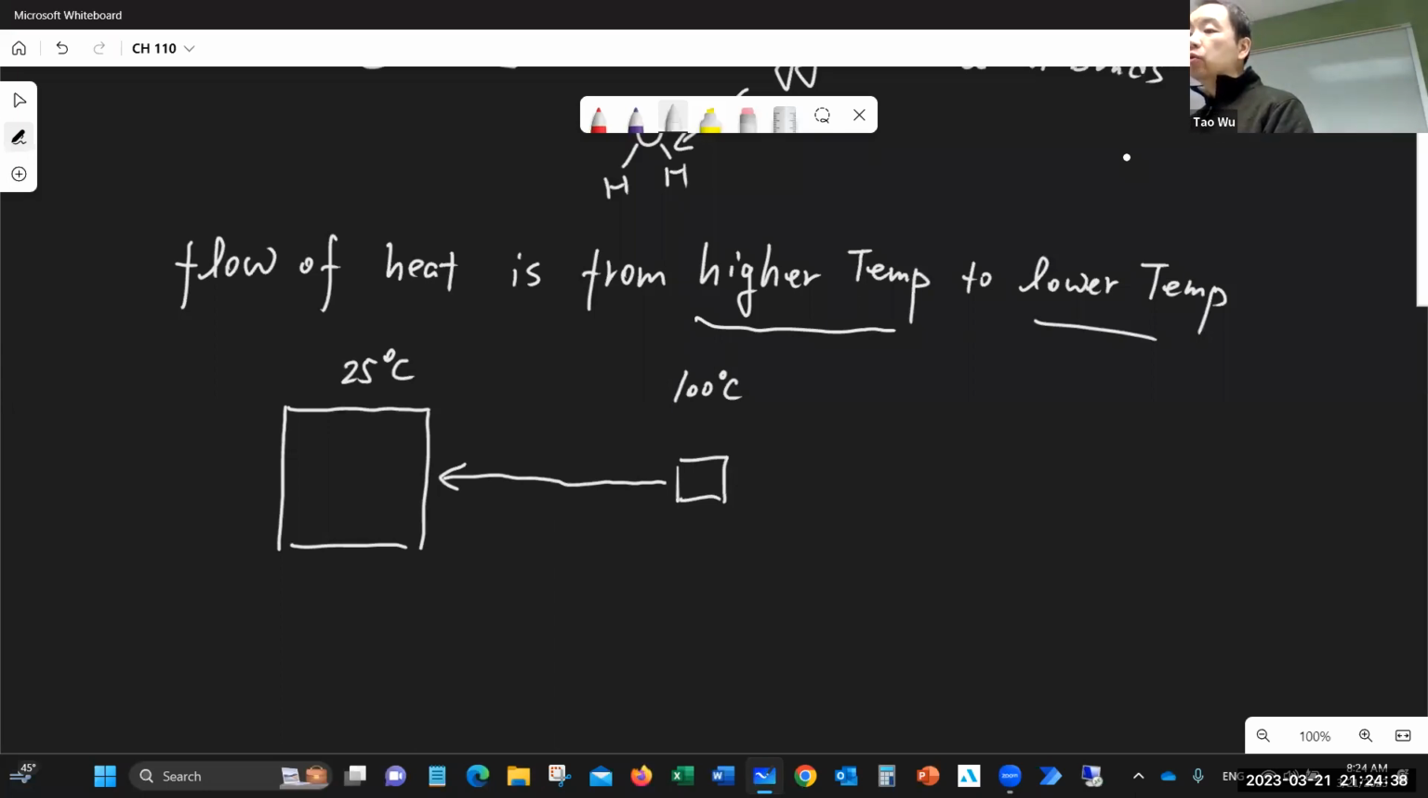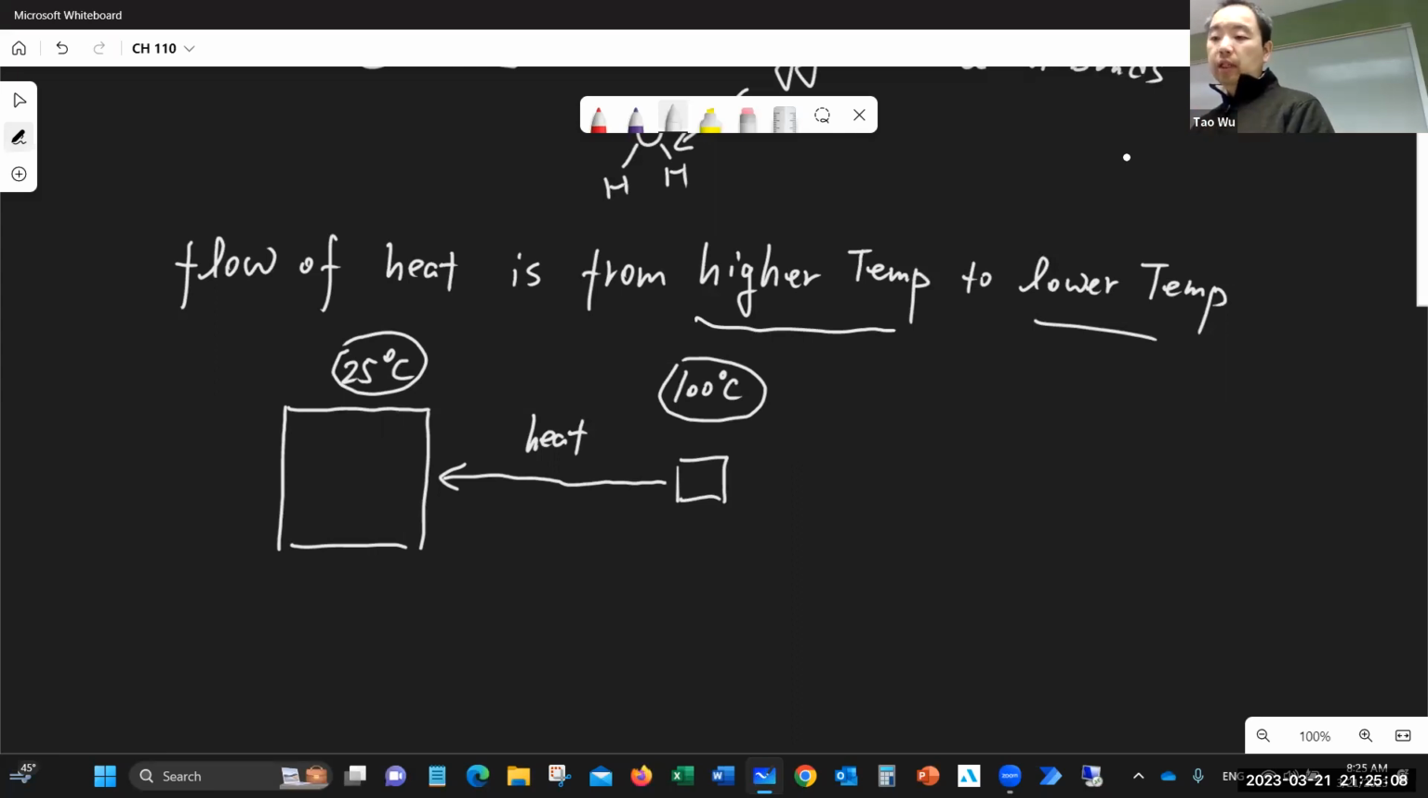So the heat transfer is not based on the size of the object. It's based on the temperature. The heat is always moving from higher temperature to lower temperature. It really doesn't matter the size. So this is the heat transfer.